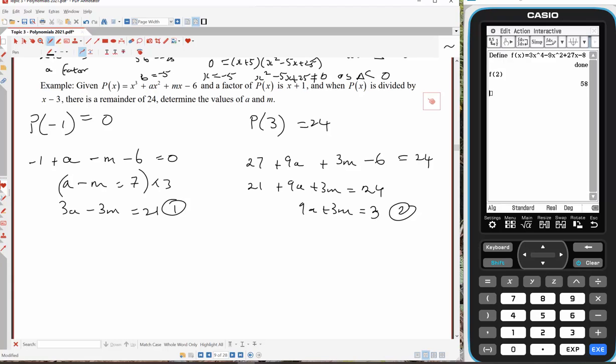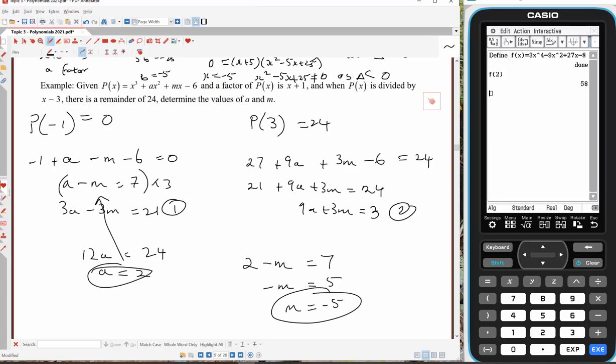Now what I'm going to do is eliminate the m's, and the way I'm going to do that is add them. So I'm going to get 12a equals, nice integer values, 24. So 21 and 3 is 24, 3a and 9a is 12a, those cancel out. So a is equal to 2. Now we're going to sub that into this one here. So I've got 2 take m equals 7, negative m equals 5, m equals negative 5.